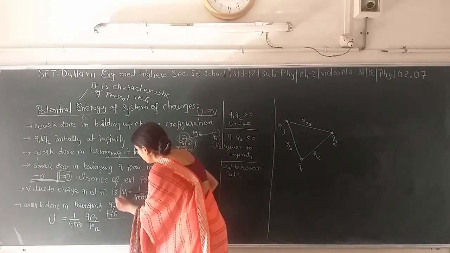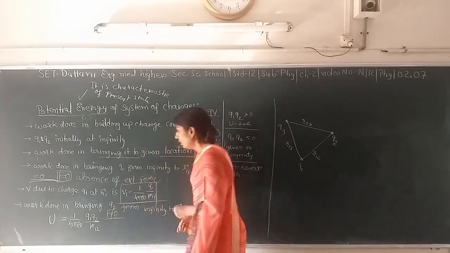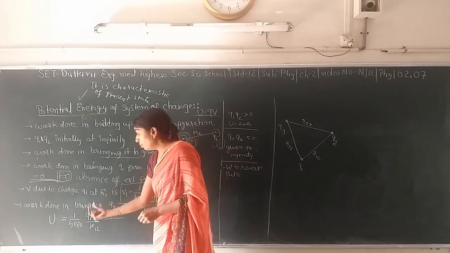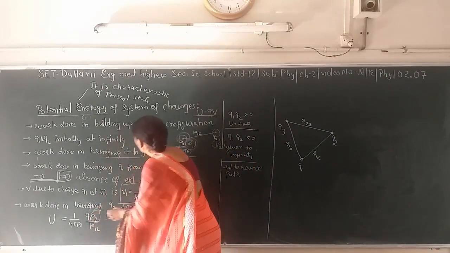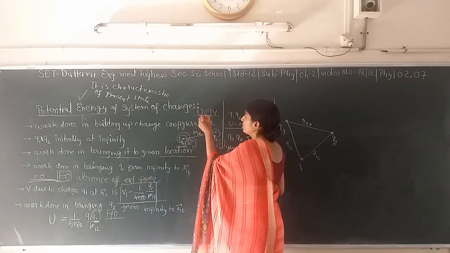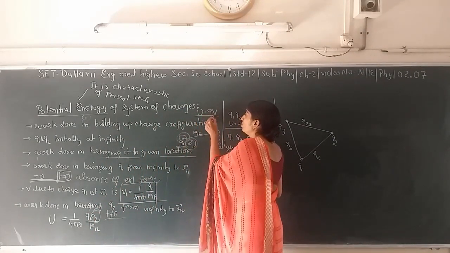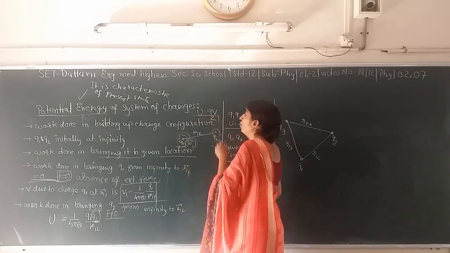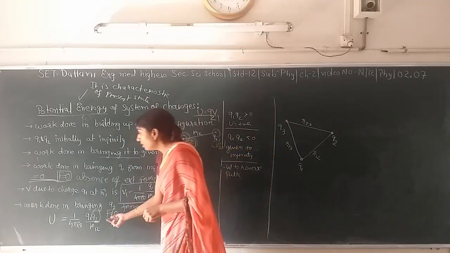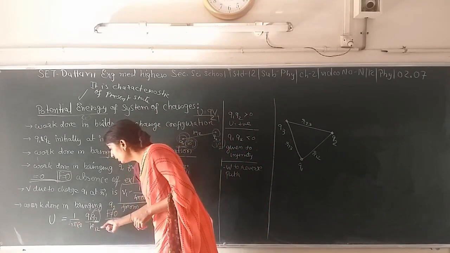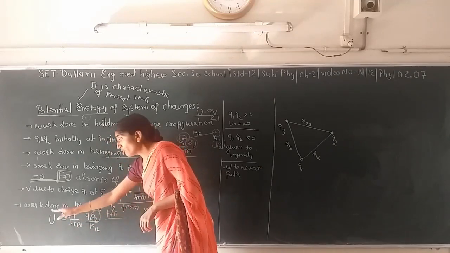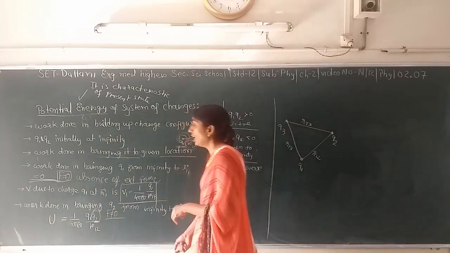So, the potential is there already. This should be multiplied by the charge Q2. So, basically this one equation: U is equal to Q2 into V1. Due to Q1, this is the potential that should be multiplied by charge, and then we are getting the potential energy.